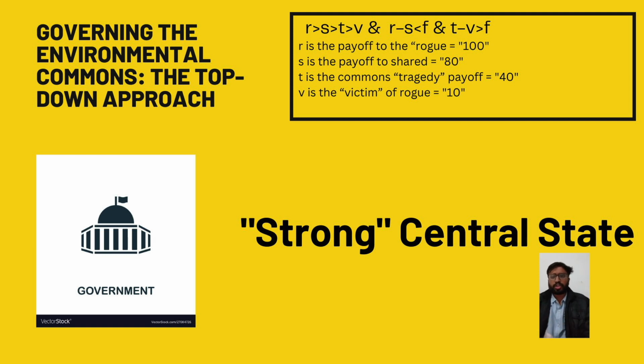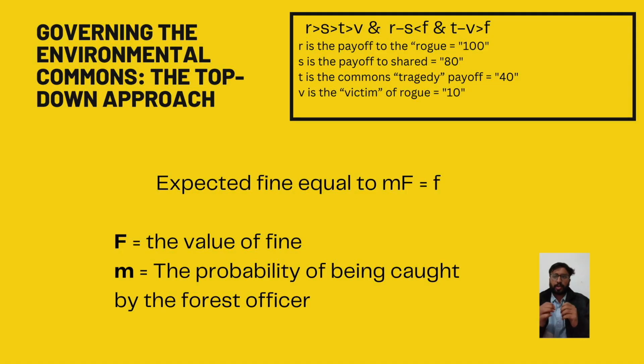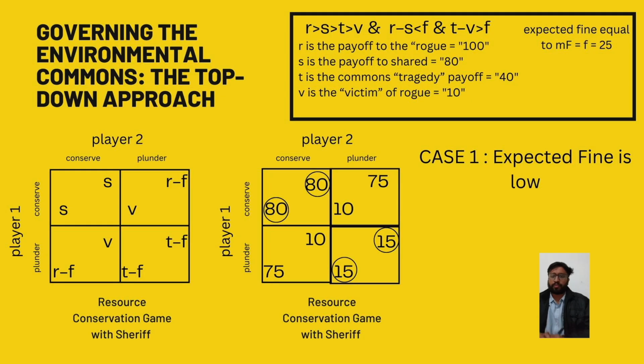Now let's introduce the concept of expected fine, small f. Expected fine depends on two parameters. First, the value of fine, that is the capital F, and second, the probability of being caught by the forest officer, that is small m. So the equation will be f is equal to m into F.